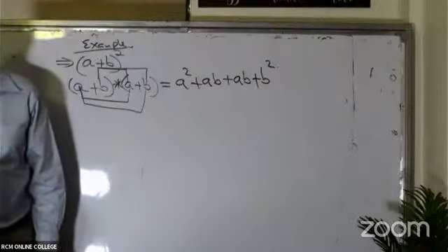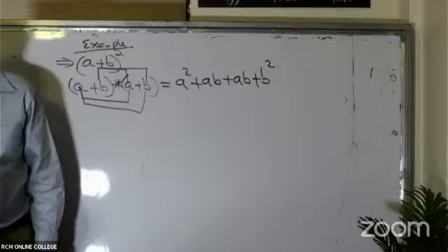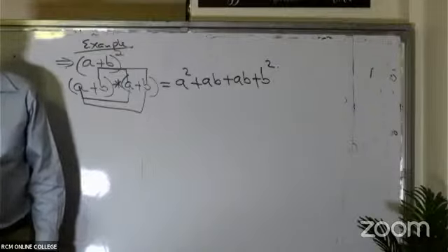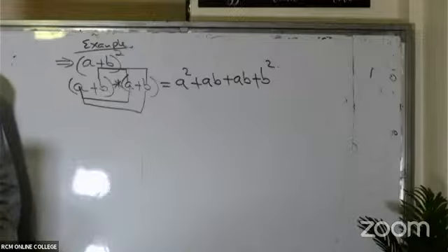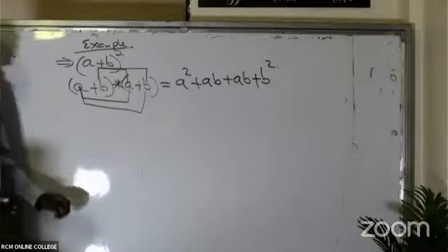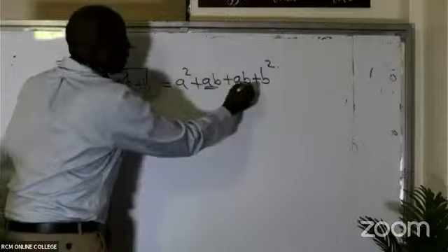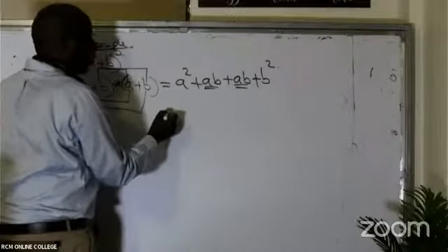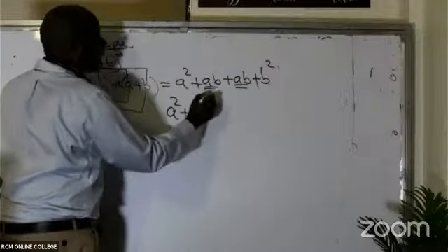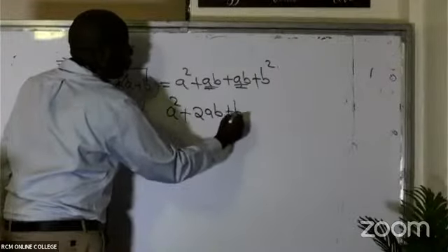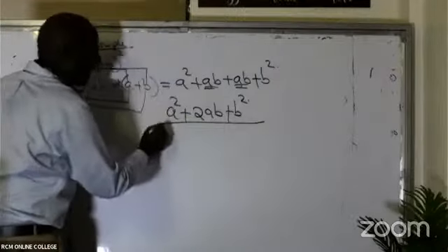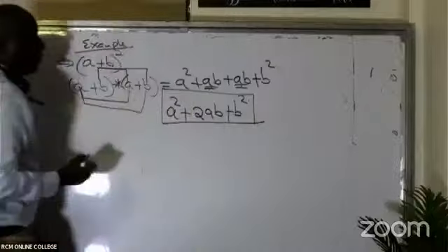At least this one here should be able to make sense. Great, at least everybody's agreeing there. And we are seeing that these are like terms. So it will be a squared plus 2ab plus b squared, like that. Very, very important.